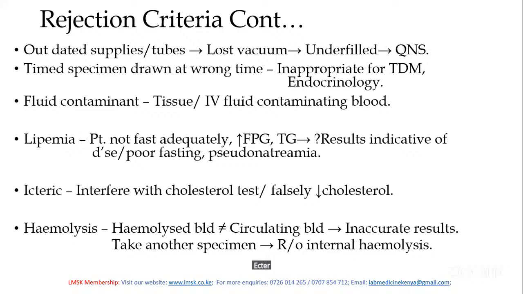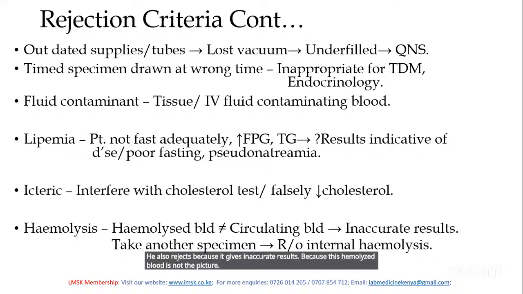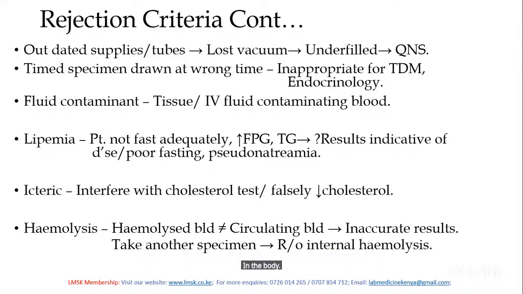Icteric specimen, that's a lot of bilirubin. You reject. Then a hemolyzed specimen, you also reject, because it gives inaccurate results. This hemolyzed blood is not the picture in the body. Is there hemolysis in the body? Then you'll also have to take another specimen to rule that out.